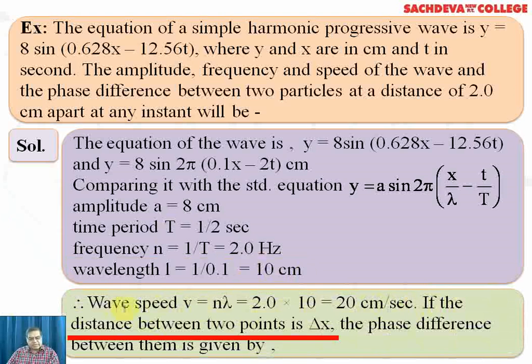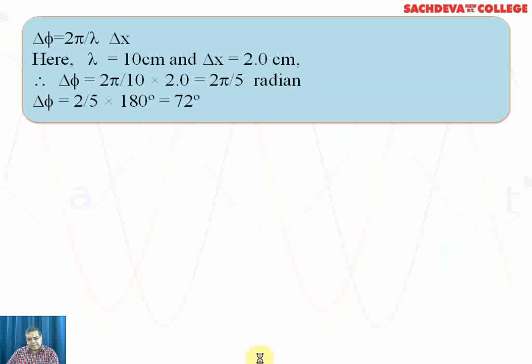If the distance between the two points is Δx, the phase difference will be 2πΔx over λ. The values of λ, Δx and Δφ are all given from the equation. So we compute the values and get 72 degrees.